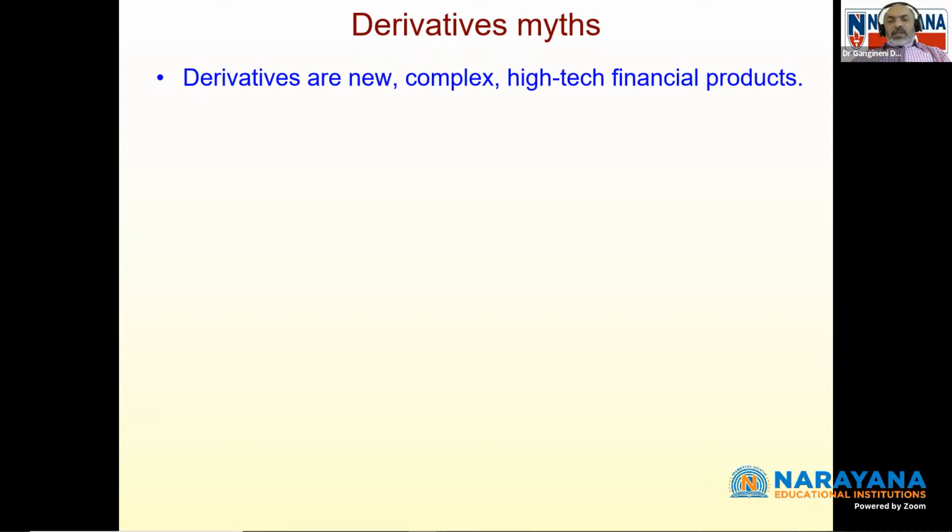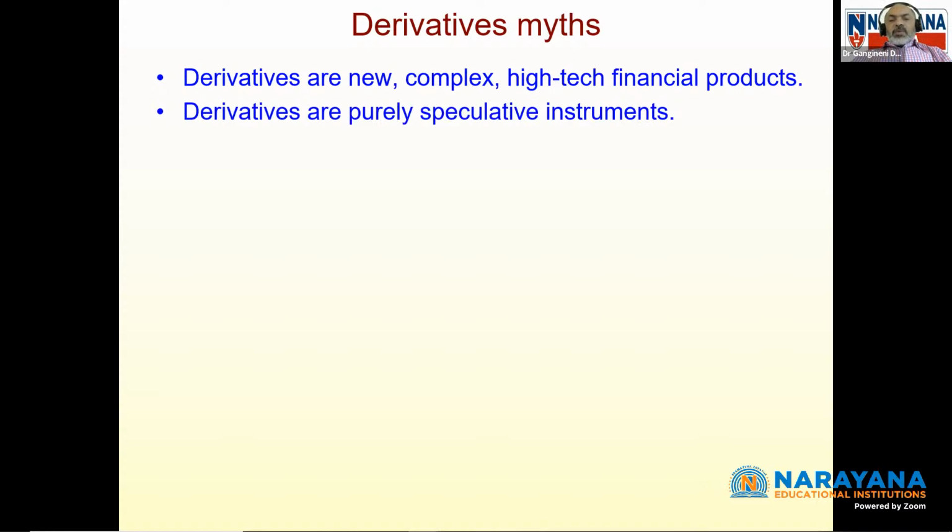Now, some derivatives misunderstandings. They say that derivatives are new, complex, high-tech things. But it's not that. Derivatives have been there from time immemorial. These types of option contracts are there in our mythology also. Dasharatha's wife asks for some options, and then the whole Ramayana unfolds. So that type of thing.